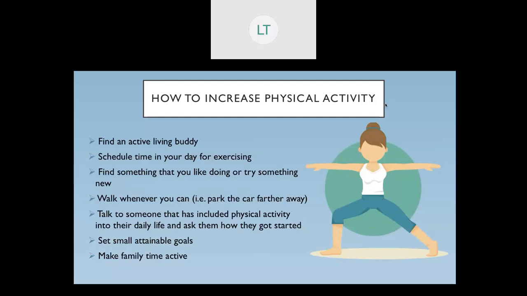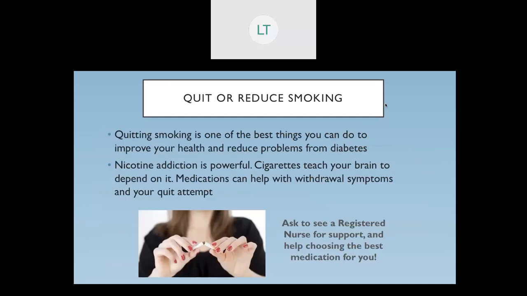Set small, attainable goals. Don't set too big of goals that you might not be able to accomplish. Start small, just by adding little bits of physical activity in at a time, and you're more likely to kind of keep that up. And make family time active. Try to find things that you can do with the family or friends.